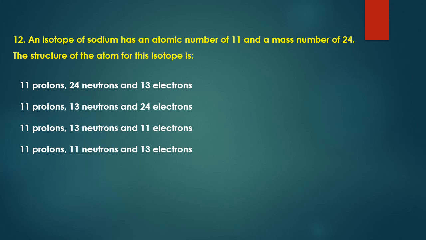And then we need to confirm. So we need to make sure the number of neutrons is also the same. To find the number of neutrons, what do we do? Mass number minus atomic number. So 24 minus 11 should give you 13. So 11 protons, 13 neutrons and 11 electrons. The third option should be our answer.